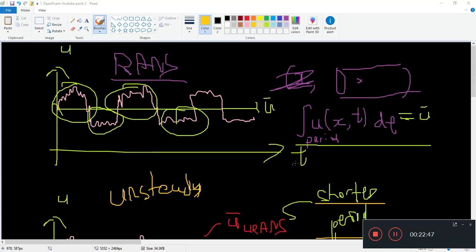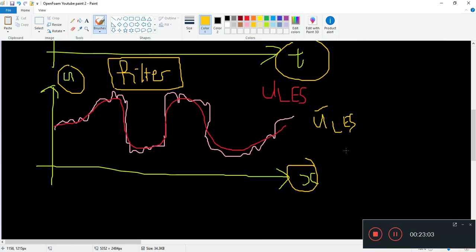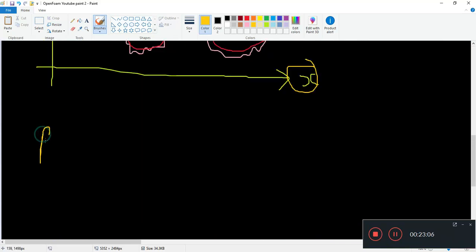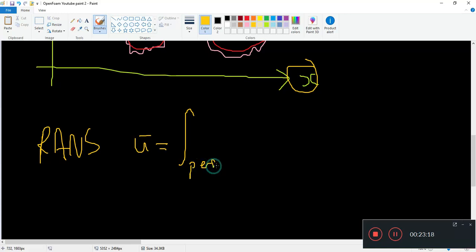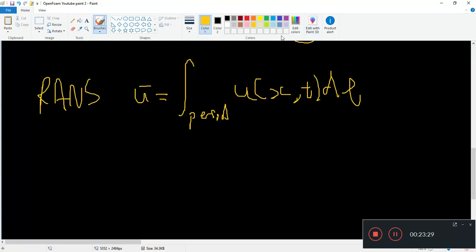Now, how do we write it mathematically? We know that the time averaging of velocity will look like this for Reynolds average Navier-Stokes, or most Reynolds average Navier-Stokes. So, U bar time average equals some integral over a period of U x t dt. This is the Reynolds average Navier-Stokes way of doing things most of the time.